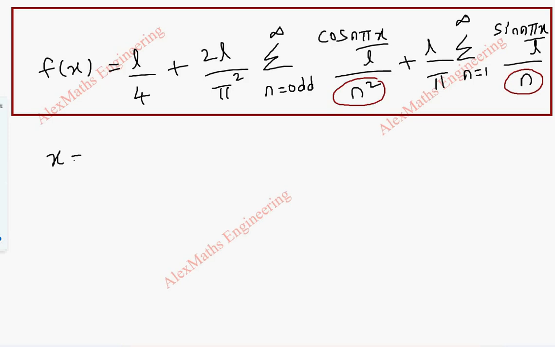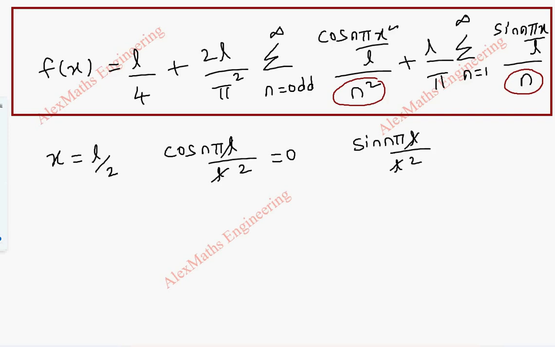So I'm going to take x is equal to L by 2, because cos n pi, in place of this x, if I put L by 2 and there is L, we can cancel this. So cos n pi by 2 will become 0, so this term will disappear. Whereas sin n pi L by 2, and there is another L. So this sin n pi by 2 will be alternatively 1 minus 1, 1 minus 1 dot dot dot. When n is 1, it is sin pi by 2, which is 1. When n is 2, it will be 0.